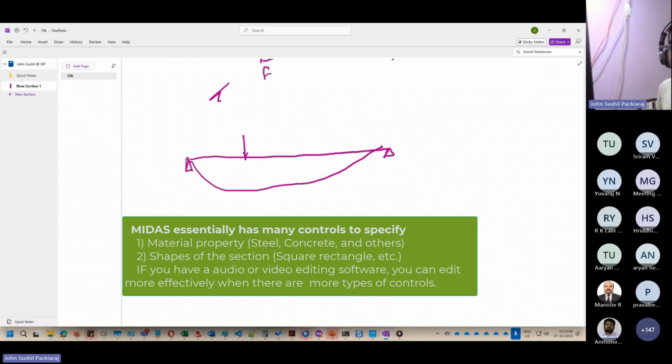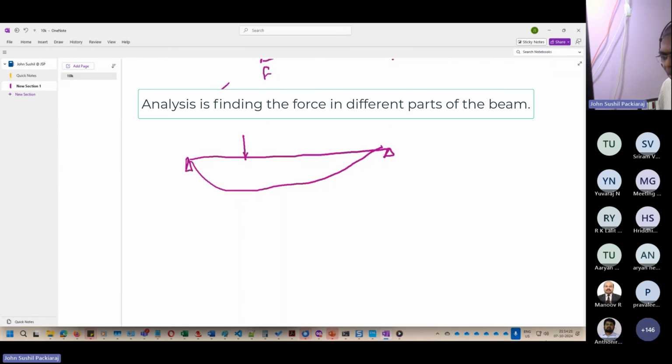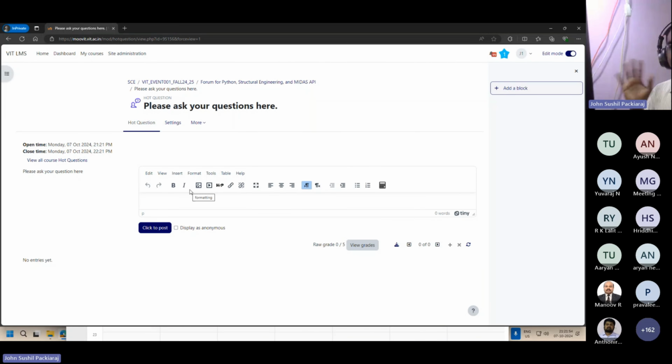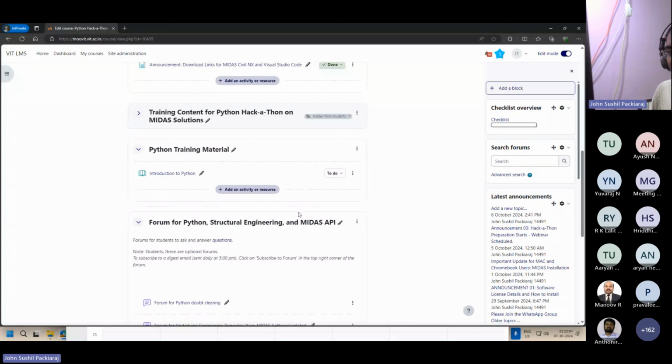So when you look at the MIDAS interface, you'll find that there are a lot of different types of ways by which we are going to do the analysis. Analysis is nothing but finding how much force is there in different places. We have actually understood that what we are going to do in this is nothing but very simple physics which we have already done.